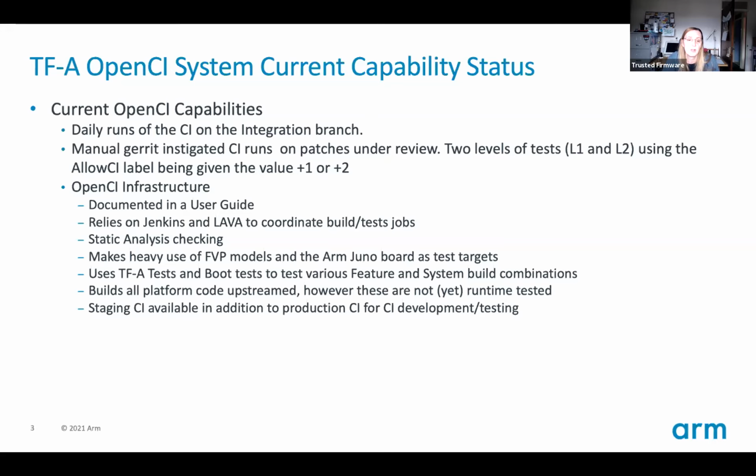The CI relies on Jenkins and the Lava infrastructure to manage the various boards that we have, physical boards, and also the FVPs, the fast models, on which the majority of the testing done on ARM platforms and trustedfirmware.a is tested.